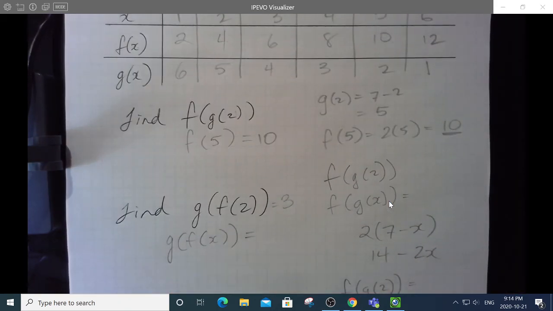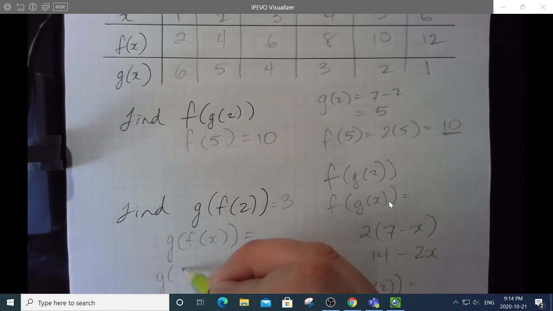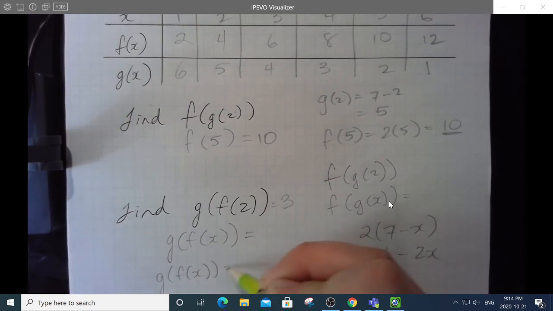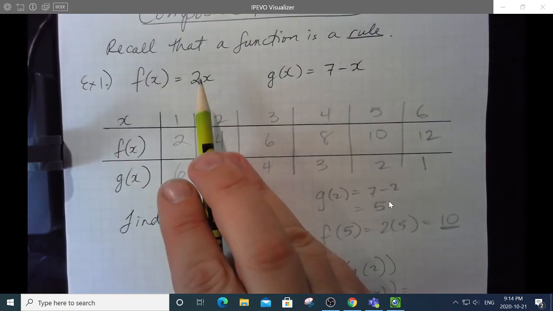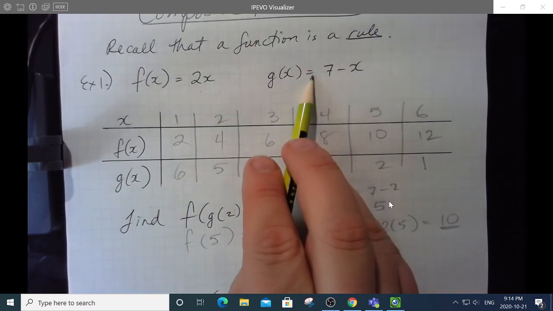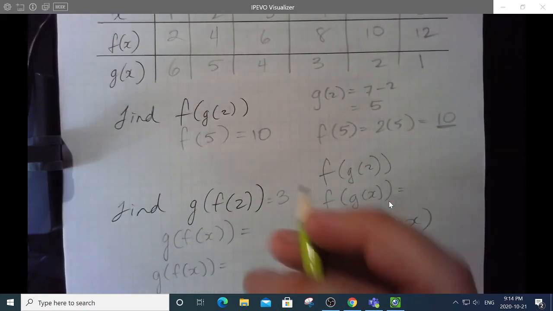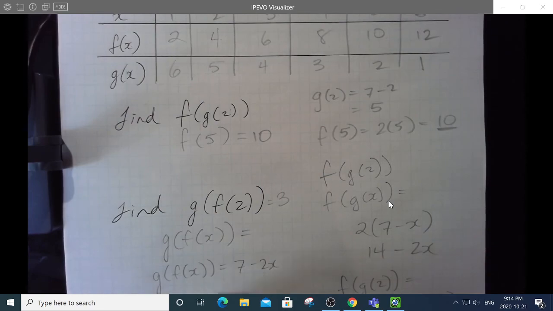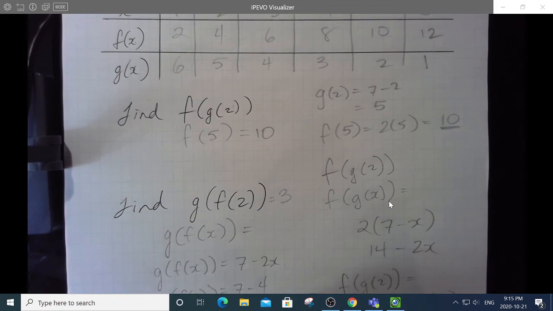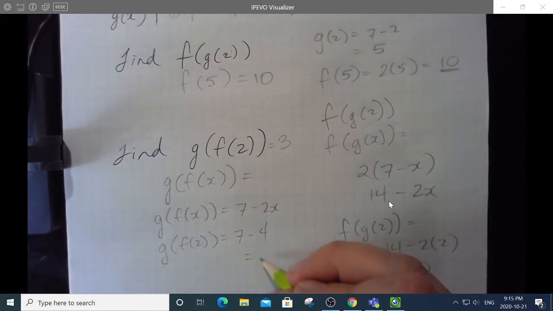All right, what's g of f of x? Let's get a formula for it. G of f of x is, I'm going to plug f of x into where the g is. So I'm replacing x with f of x. That's going to be 7 minus 2x. And if I want g of f of 2, that's 7 minus 4, which is still 3.